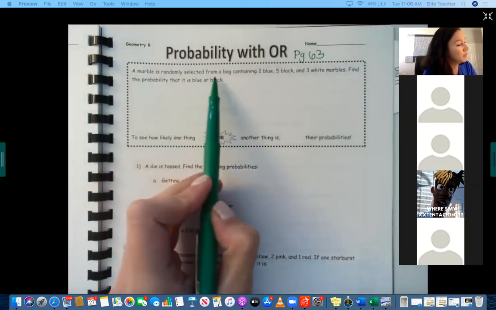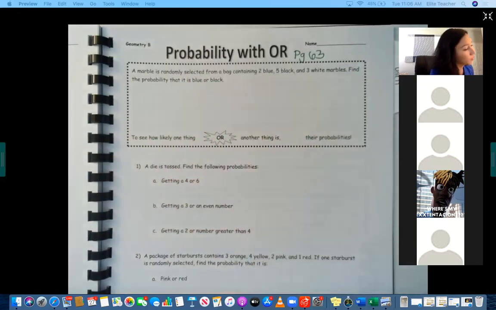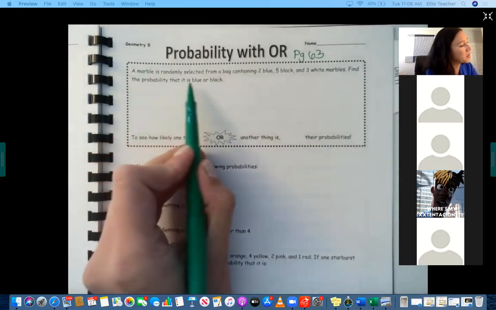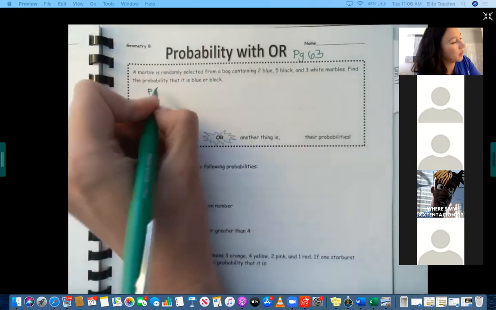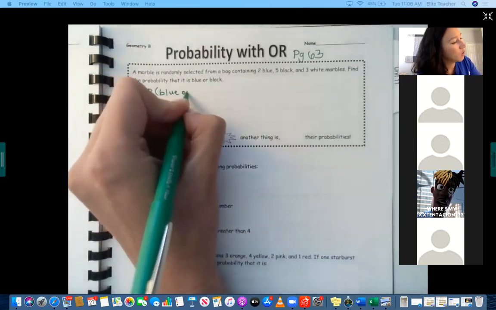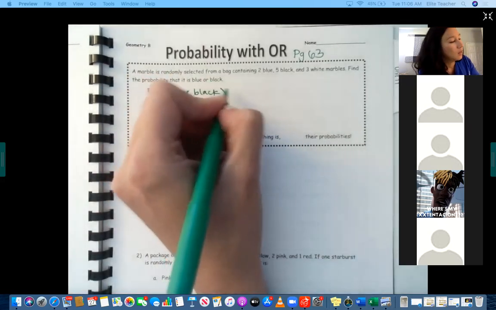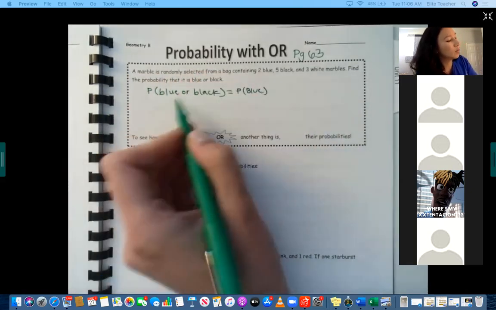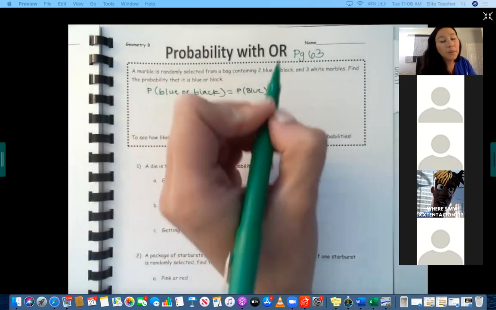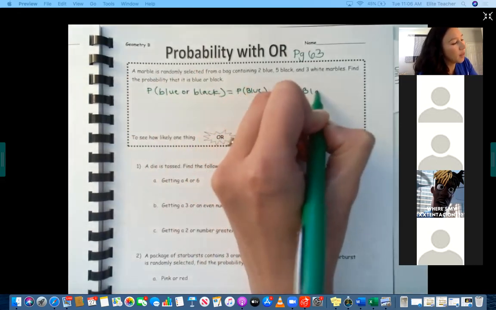Okay, a marble is randomly selected from a bag containing 2 blue, 5 black, and 3 white marbles. Find the probability that it is blue or black. So we'll write out the probability of blue, plus we're going to add the probability of picking a black marble.